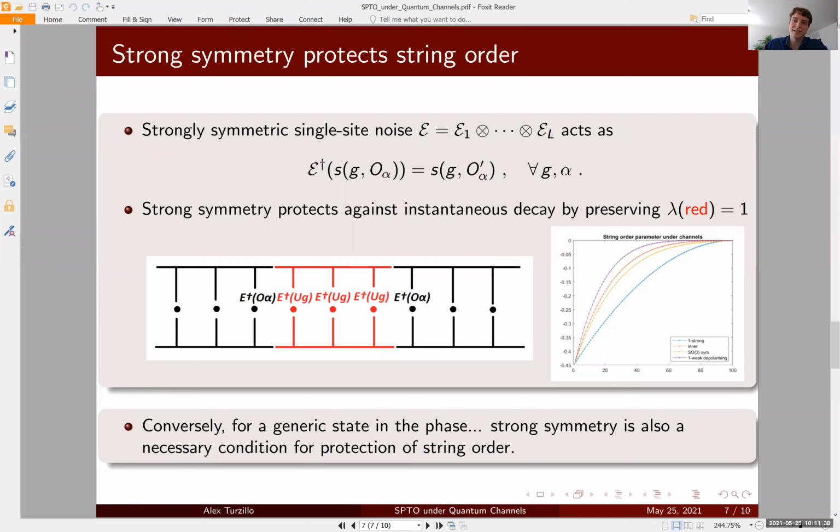So you will see a decay of the string order parameter, but crucially, it'll be a slow decay over time, as shown in this plot here, as opposed to what would happen with only a weakly symmetric or a not at all symmetric channel, where the string order would just instantly drop to 0 because of this eigenvalue being less than 1. And I'll also mention one can show that for a generic state in the phase, strong symmetry is precisely the condition that preserves string order. So it's not unnecessarily strict.